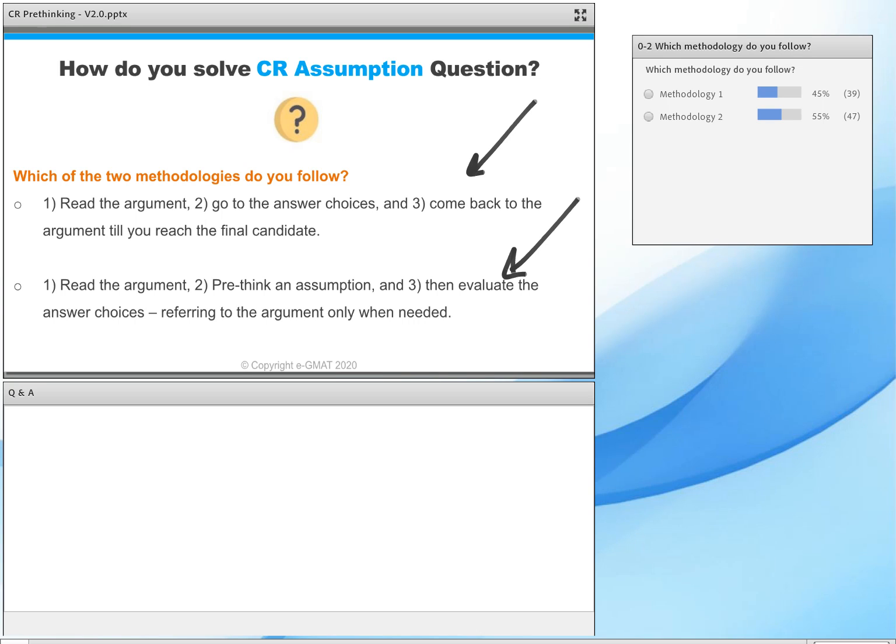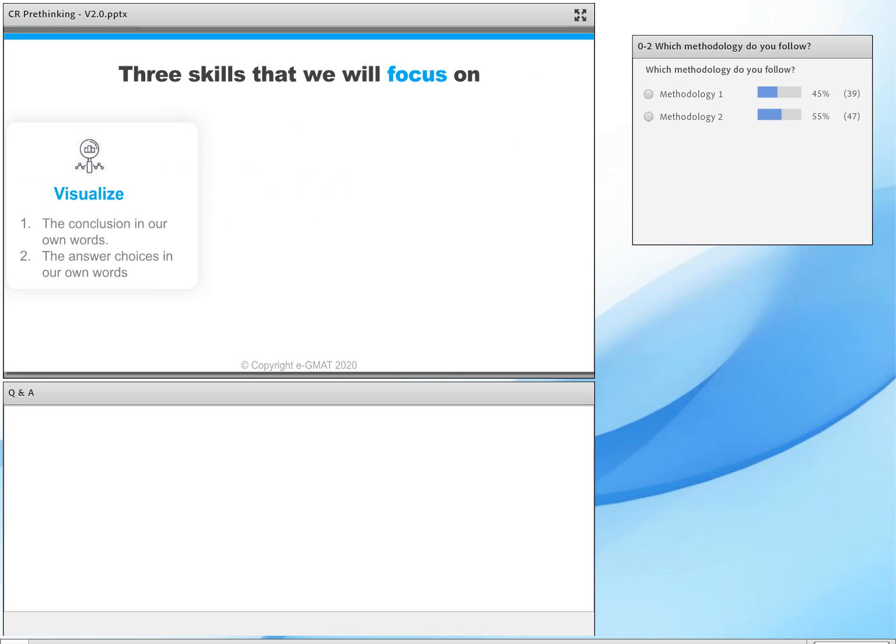Okay. Now, pre-thinking is a process, and excelling at a process requires that you build certain skills. So I'm going to talk about the skills that we will focus on while we go through this argument. One of the most important skills on GMAT verbal, and in fact we use it in GMAT quant as well, is the ability to visualize.